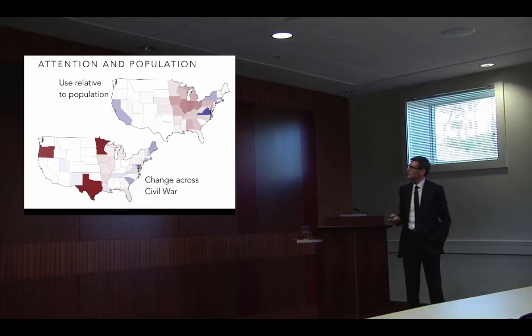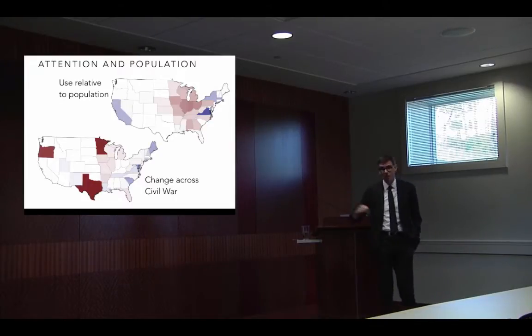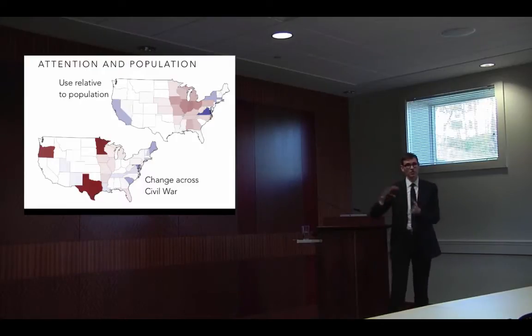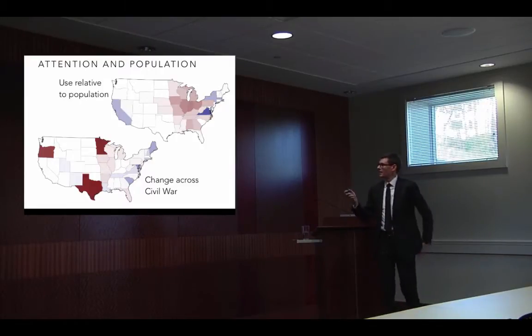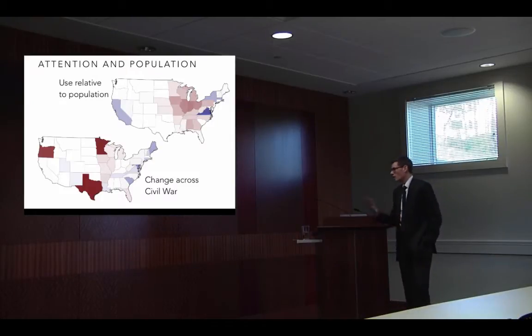The second one here is in a way the more interesting figure because it indicates degree of change in over- or underrepresentation across the Civil War. So things that are blue here either became less underrepresented or more overrepresented after 1861. And the things that are in red lost interest. I won't walk through the whole thing.